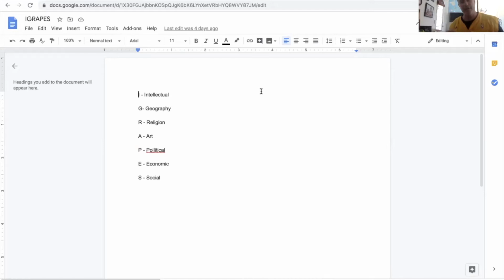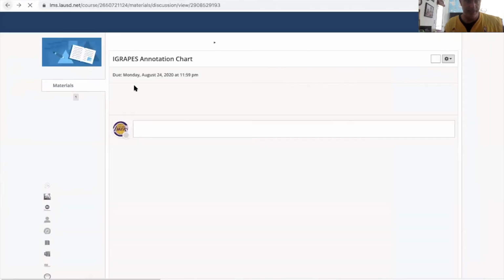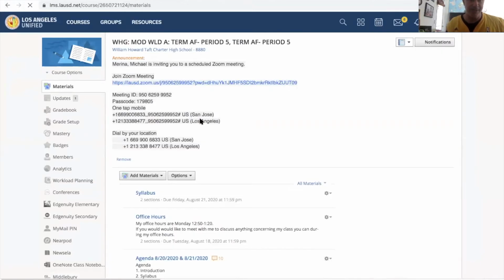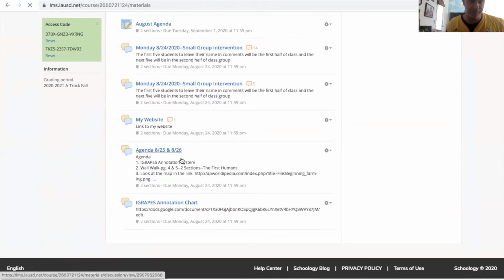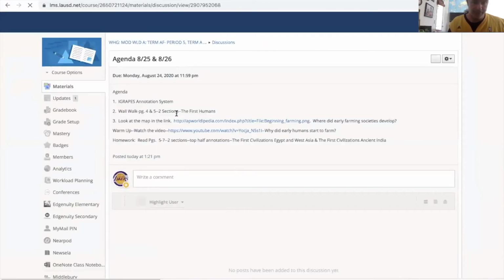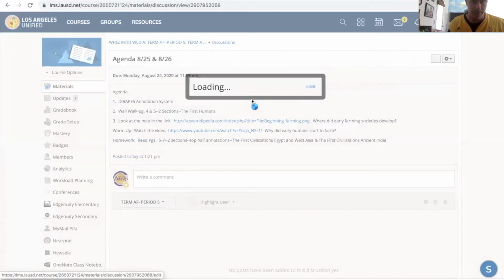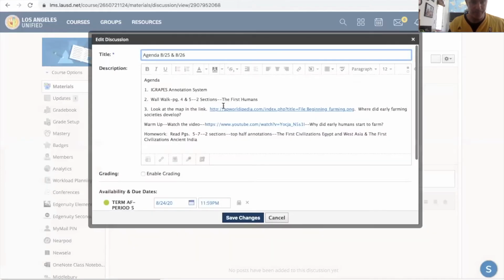So as we're reading our section, which if we take a look back, the section that I assigned for you to read today is pages 5 and 7, or it's page 4. Sorry, 5 and 7 is your homework. On page 4, the section titled "The First Humans." I put 2 sections. It's actually only one section. I'm going to do a quick edit here.